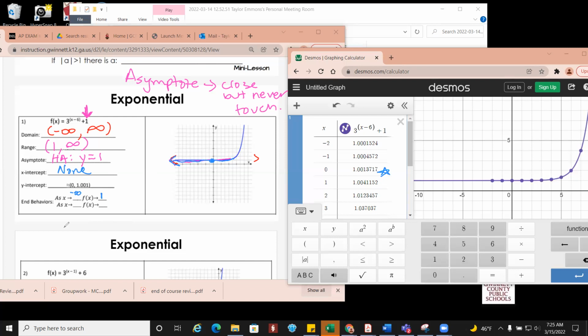As we move to the right, as x approaches positive infinity, what's happening to our y values? Well, it's going up and up and up and up. So that's going to be positive infinity.